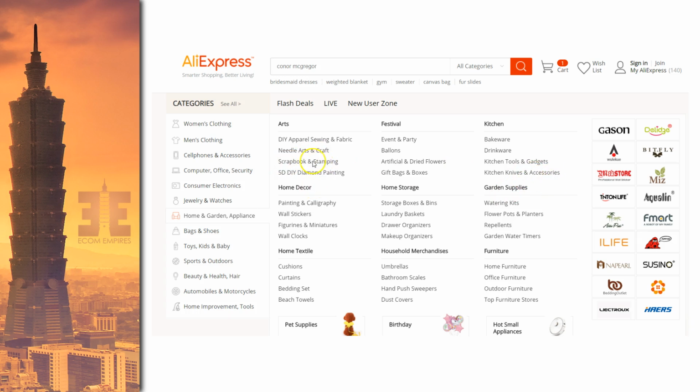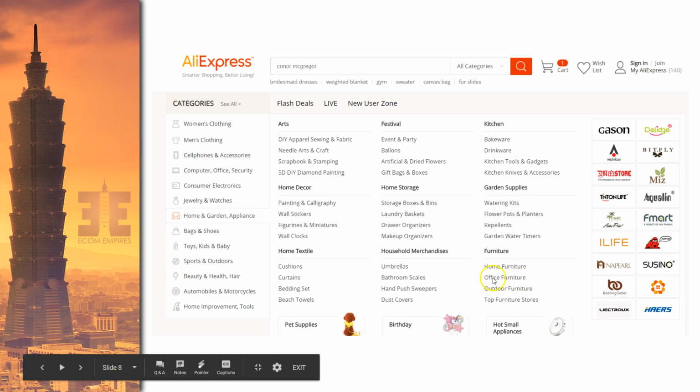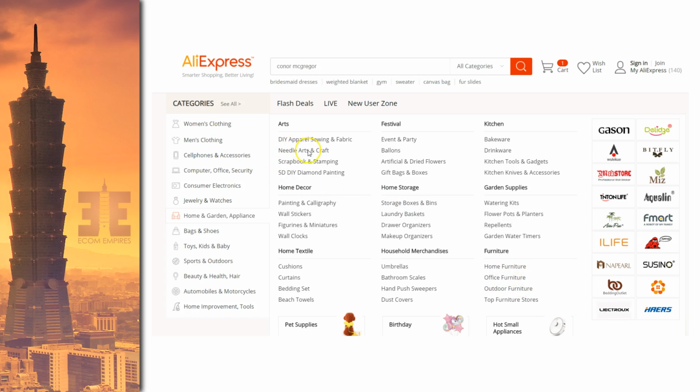You could come into any one of these, scrapbook and stamping. You could start a dropship business doing that. You could come down here to office furniture. You could start a dropship business doing that. Now, again, think about your startup cash, right? It's going to be a lot more difficult to start an office furniture business with zero capital than it would be to start scrapbook and stamping, because the product price is higher.